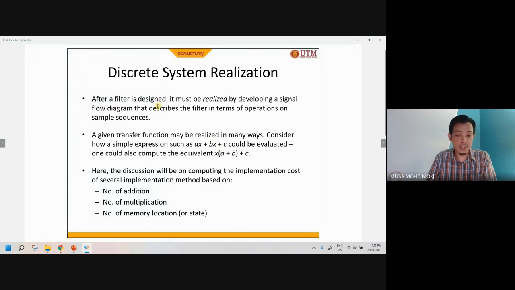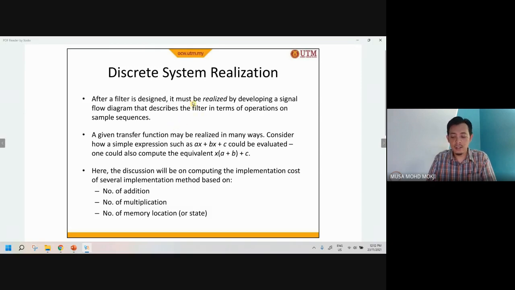After a filter is designed, it must be realized by developing a signal flow diagram. We use the signal flow diagram so that the design is a bit clearer. It's like if you want to do programming, you should have a flow process. If you are designing a filter on a digital system, we do a flow diagram, because it is something visualized so that we can understand the system better.